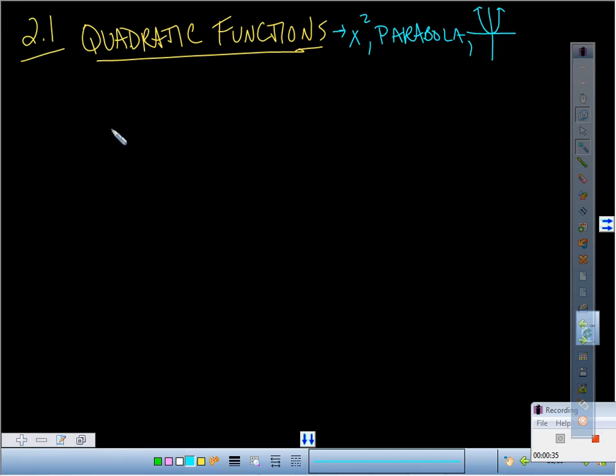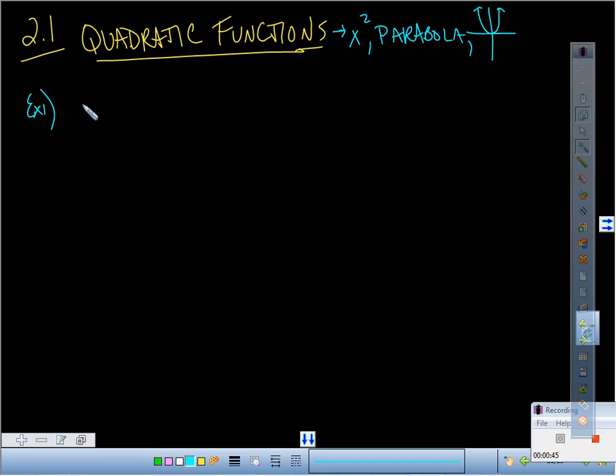The first thing that we're going to do is I'm going to put some problems up here, and I'm going to ask you what transformations. I'm going to read you the directions that the book says: describe how the graph of each function is related to the graph of y is equal to x squared. That's a transformation.